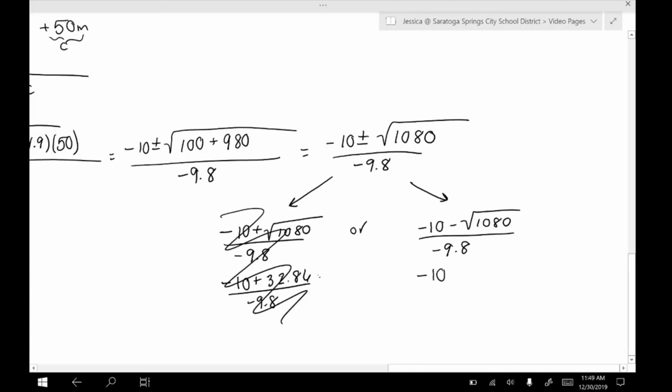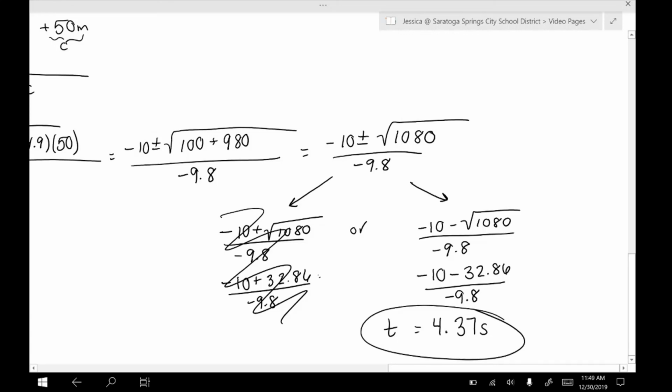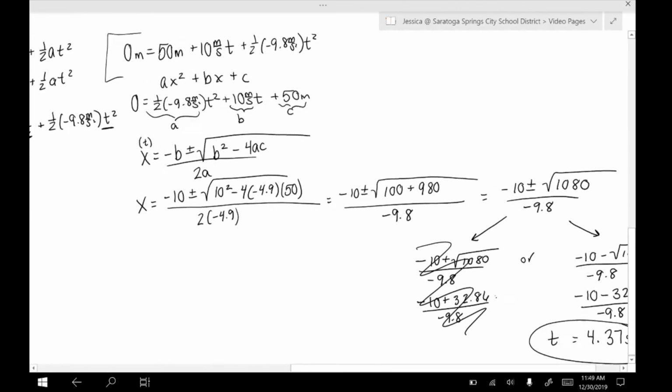So that means I need to use the minus the radical. So negative 10 minus 32.86 over negative 9.8. That results in a negative divided by a negative, which will in fact give me a positive number, which is what I want because time always needs to be positive. Okay, so that gives me a time of 4.37 seconds. And you're probably thinking, Narc, that's terrible. Why would you ever have us do it? The answer is I probably won't ever have you do it on a test, but it is a good idea to know how to apply the quadratic formula when using kinematics equations.